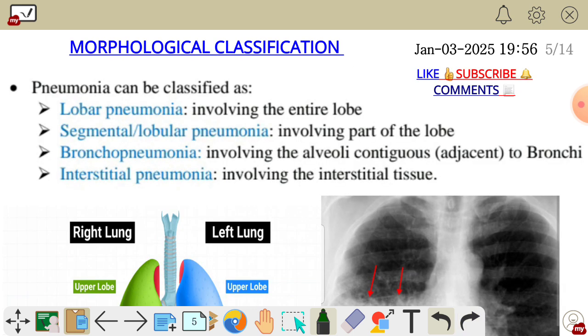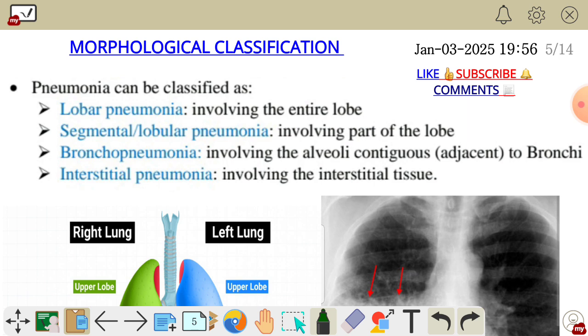Now, apart from etiological classification, we can classify pneumonia using the morphological classification. For morphological classification, pneumonia can be classified as lobar pneumonia, which involves the entire lobe of the lung, or we have segmental or lobular pneumonia, which involves just part of the lobe. Then we have bronchopneumonia, which just involves the alveoli and its adjacent bronchioles. And then we have interstitial pneumonia involving the interstitial tissue.